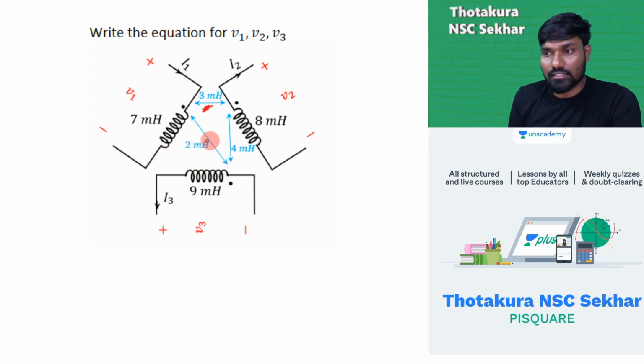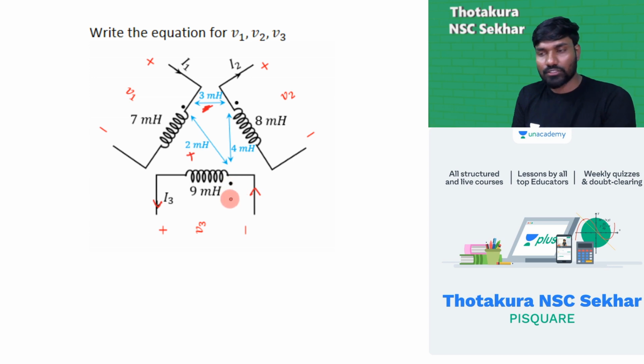For this, I1 is entering at the dot, and I3 is leaving at the dot. Leaving at the dot means here the I3 arrow is this way, so current is entering here. I3 is entering at the dot, I1 is entering at the dot. So these two have a positive coupling. Current entering the dot, current entering the dot, that's exactly the dot convention. Positive coupling means fluxes are additive. So this is a positive coupling.